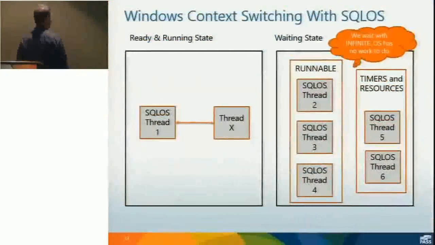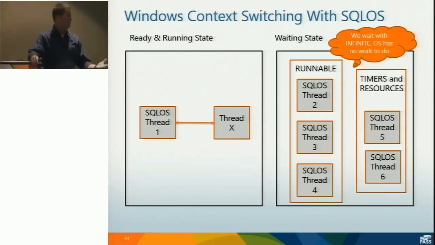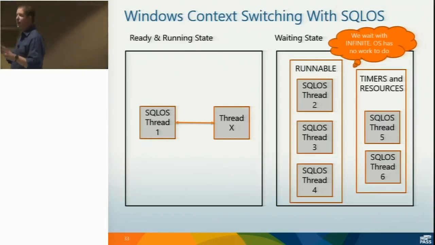What if you're using SQL OS? It looks a little bit more like this. Folks on the runnable queue are waiting, literally from a Windows perspective, in a wait state. And you also might have people waiting on things, timers and resources. Timer is like waiting on a time, like Lazy Writer waits every 5 seconds. And resources are like waiting on a lock or a latch or something. The key is that we use infinite waits in SQL OS. So Windows doesn't have to worry about us. Windows has no idea what is going on. These guys are just waiting. I don't have to worry about them.